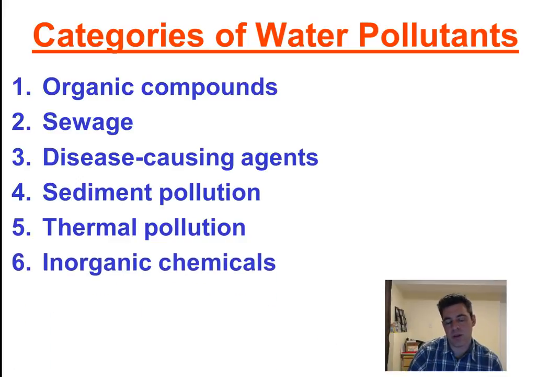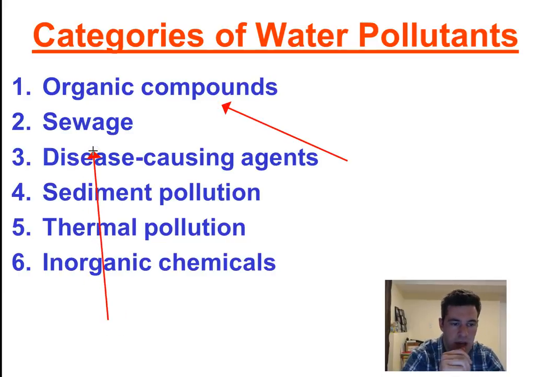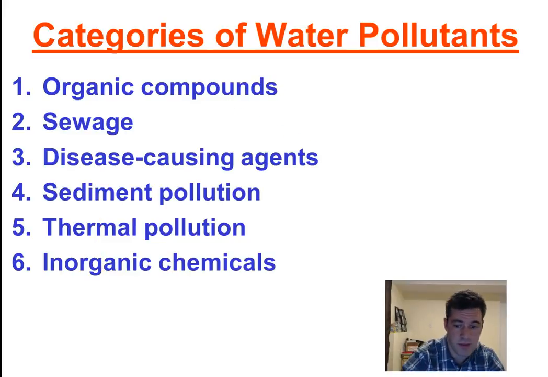And then also we're going to look at inorganic chemicals. Inorganic meaning not containing carbon. So we're talking lead, mostly mercury, like that. So in this video, I'm thinking I'm going to cover organic compounds for sure. And definitely we're going to cover sewage as well. So let's get into organic compounds first.